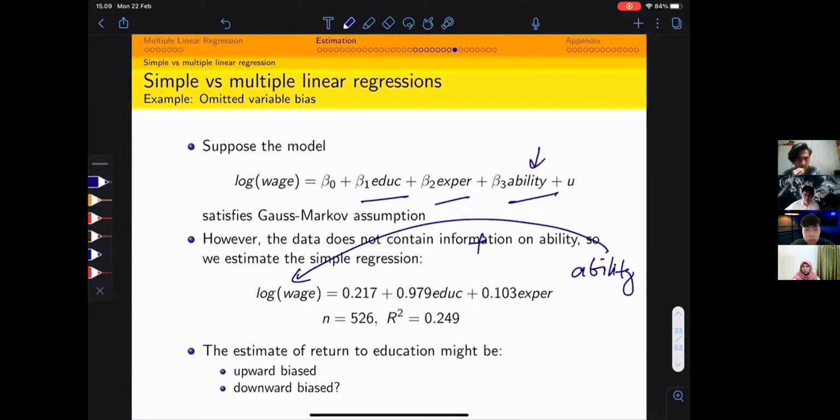Now, the second one is the correlation between the variable that we omit and the variable of interest, which in this case is education. Or we can also do it for experience. Is it positive?